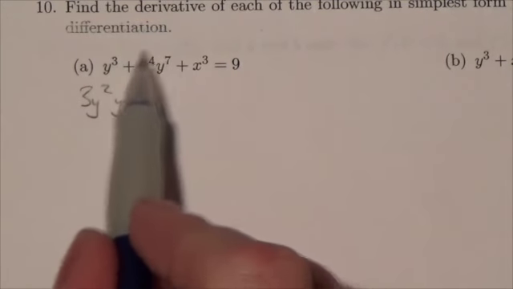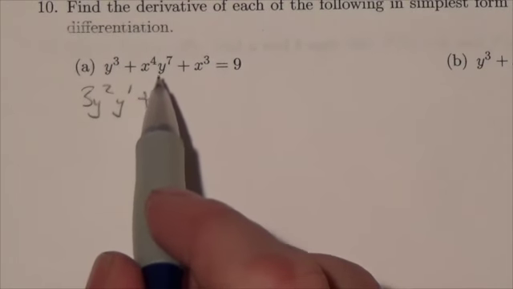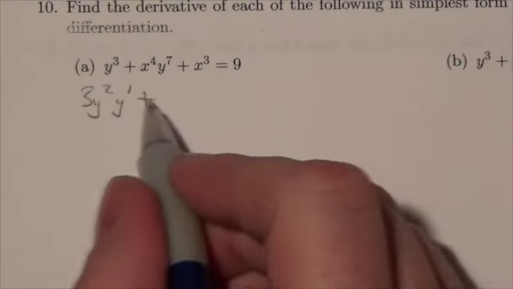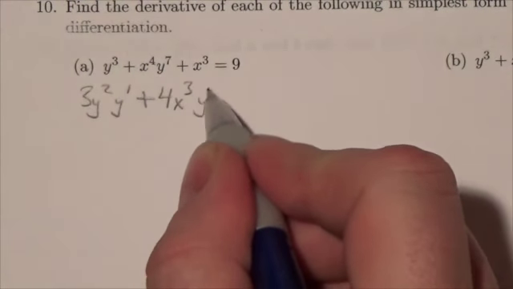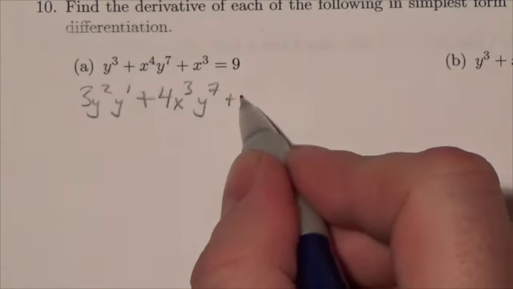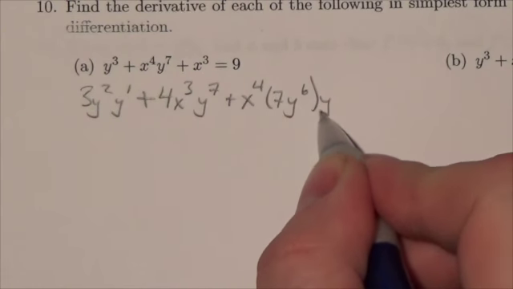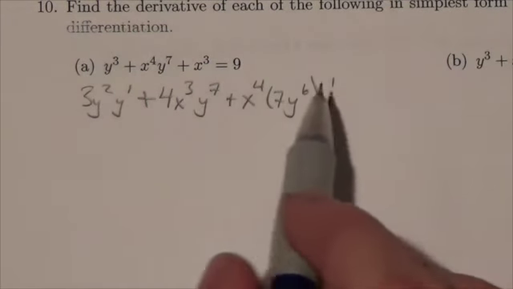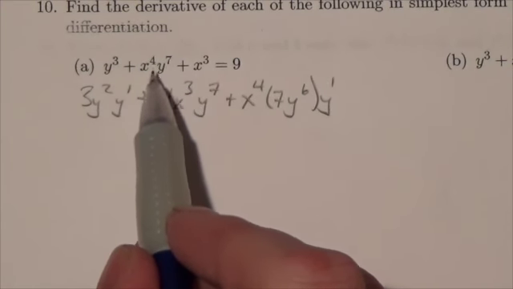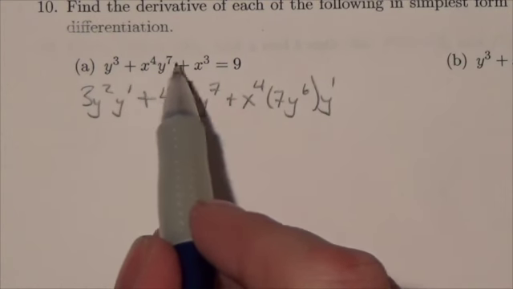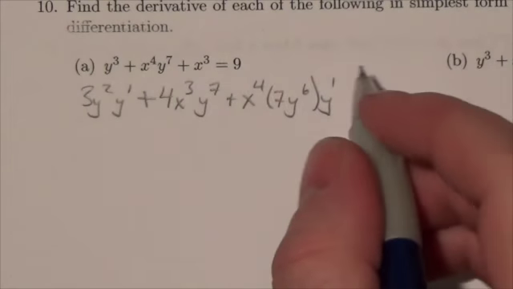Plus, now I've got a function here, x to the fourth, multiplied by another function, or the power of a function, y to the seventh. So I'm going to use the product rule here. This will be 4x cubed y to the seventh, plus x to the fourth times 7y to the sixth times y prime. Because when I take the derivative of y to the 7, remember this is a function to the 7. So I bring down the 7, and basically it's the chain rule. So I have to include that expression for the derivative of y there.